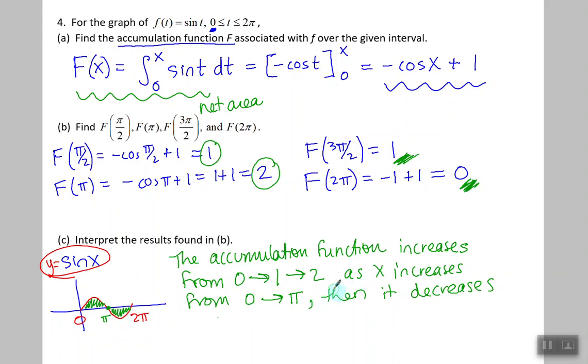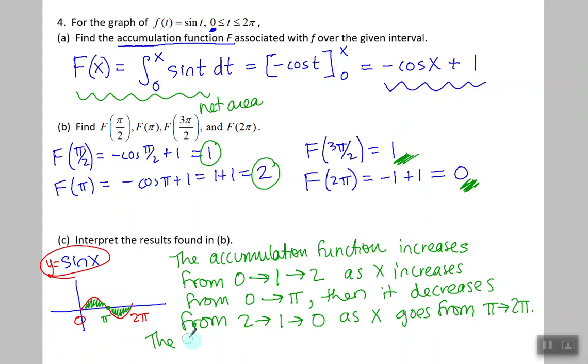So to continue our description, then, that accumulation function decreases from 2 to 1 to 0 as x goes from pi to 2 pi. We can also say the net accumulation over that interval 0 to 2 pi equals 0.